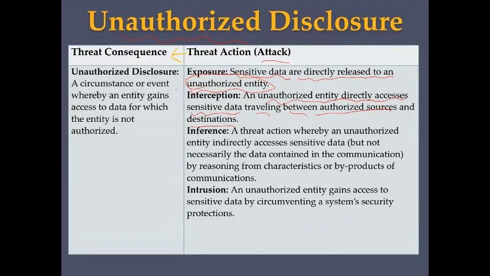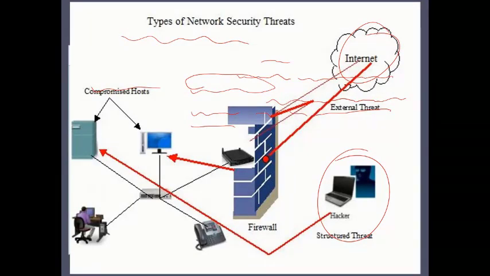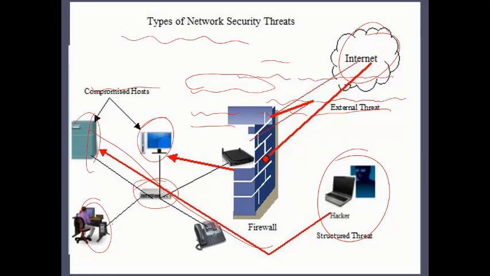The consequence could be the circumstances or events whereby an entity gains access to data for which the entity is not authorized. It can be like this: let's say this is the open internet, and the hacker is here. The hacker wants to go through the internet to get into the resources of the company, for example compromising hosts, which may be the users, or other users, or maybe the server itself, or some routers or switches, which are used to send and receive the data from the user to the company's server.